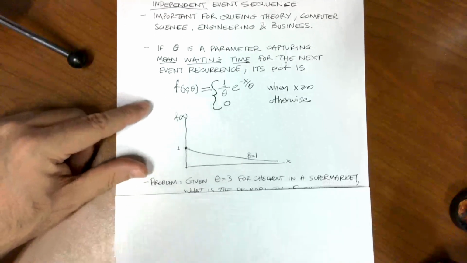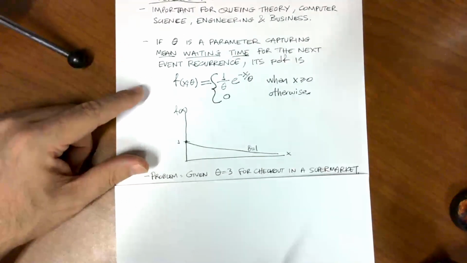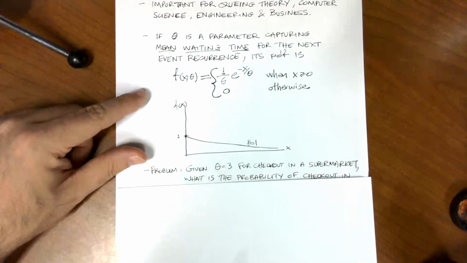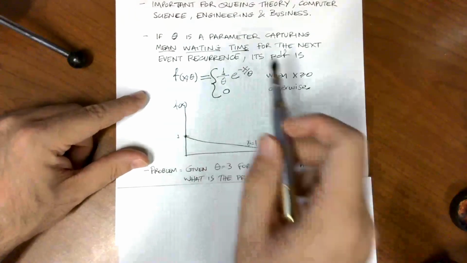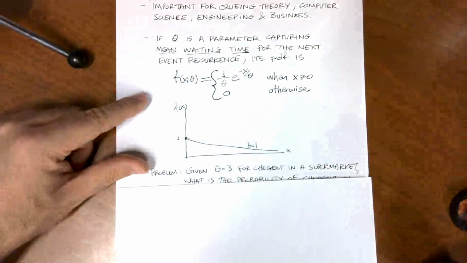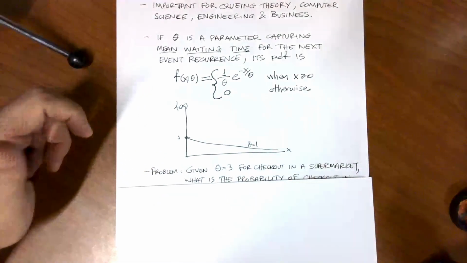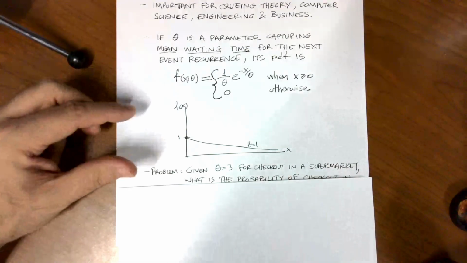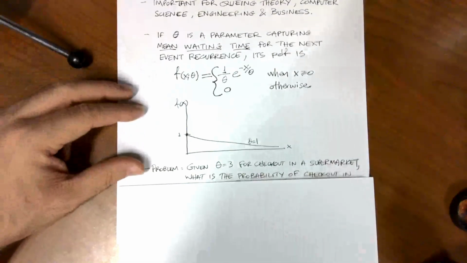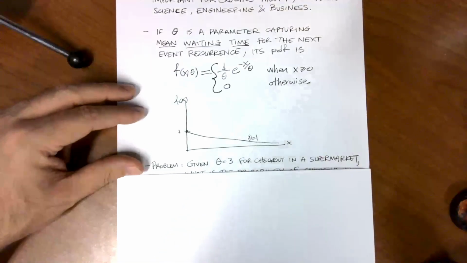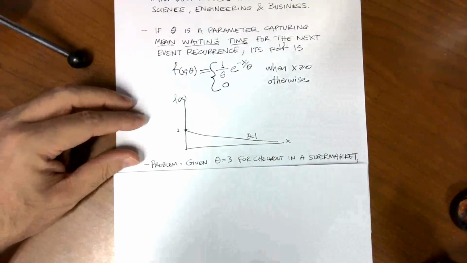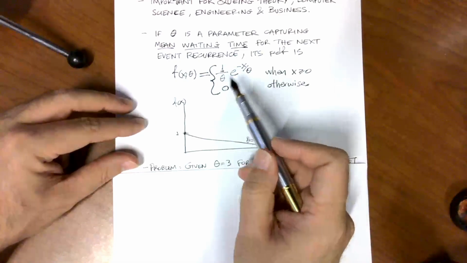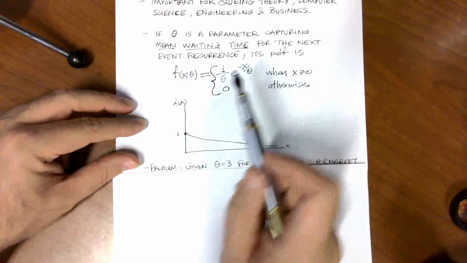So how do we use it? With a given theta, which is the data that we might be collecting from a supermarket about the mean waiting time for the next event recurrence. That essentially means, on average, how much do you have to wait before the cashier actually starts to check you out from the moment that you join the queue. If the theta value is equal to 3, you can automatically define the 1 over theta over here, so that's going to be 1 over 3, and then this is going to be minus x over 3.